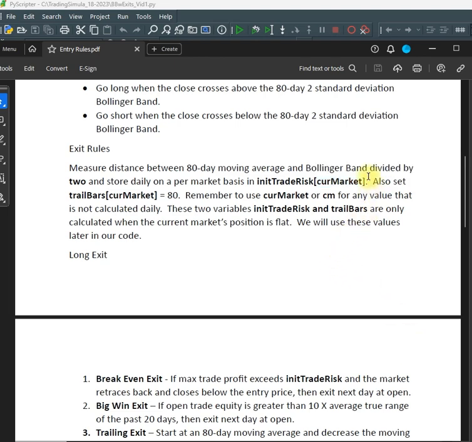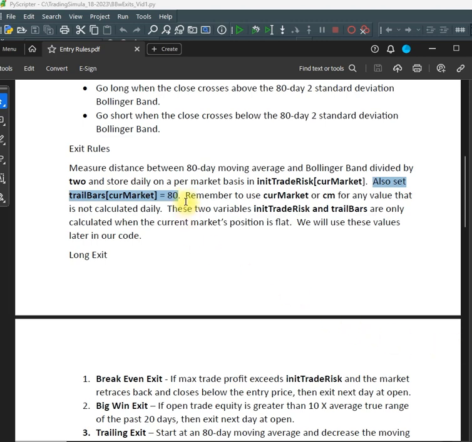So we're going to go ahead and do the same with set trail bars current market to 80. We're going to use a trailing stop mechanism. And every time you enter a trade, you're going to use a moving average to exit the trade. And it's going to start at 80, just like a Bollinger Band. The midpoint of an 80-day Bollinger Band with 2 standard deviations is the moving average, which is 80 days.